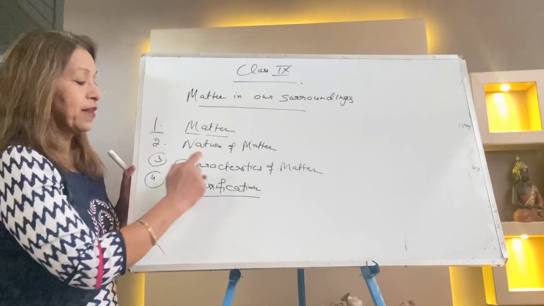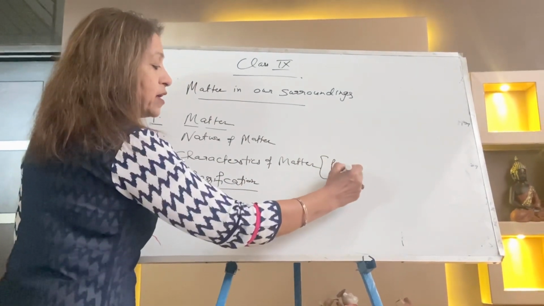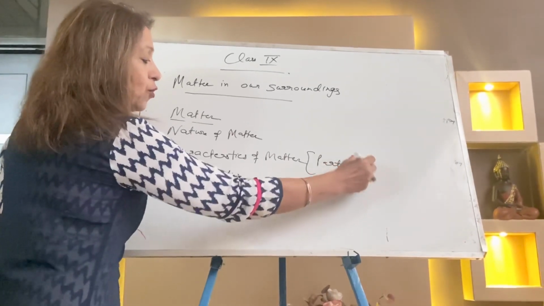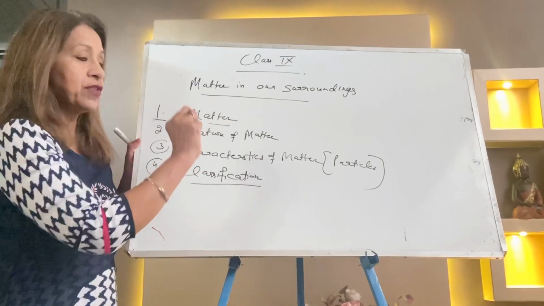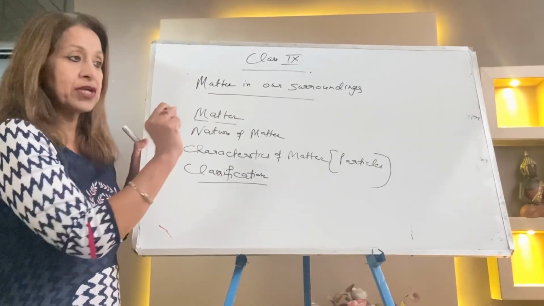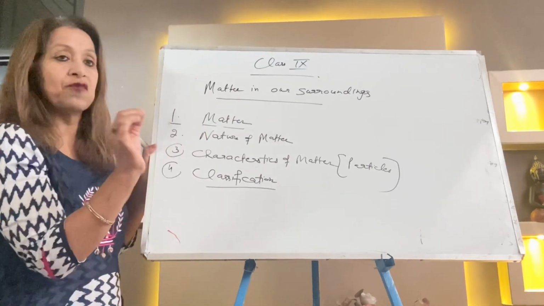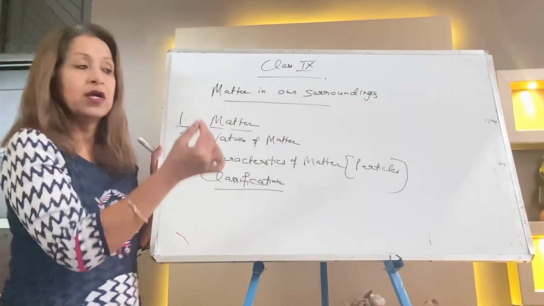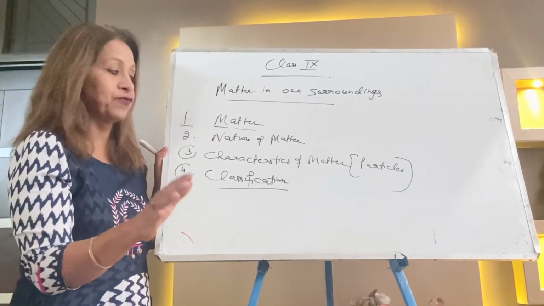Third is, what are the characteristics of matter? That is, what are the characteristics of the particles present in matter? I told you yesterday the first characteristic is that particles have spaces in between them. We showed these spaces by means of one activity where we dissolved 1 spoon of sugar in water and there was no change in the volume of the water.